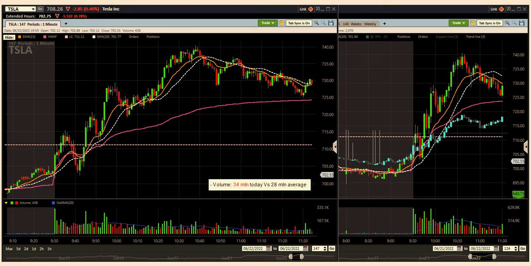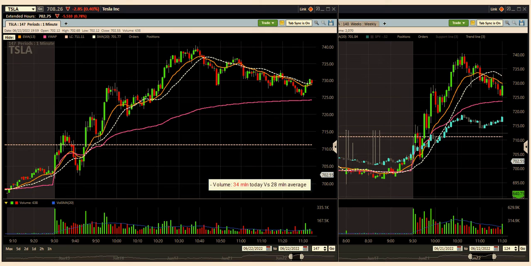Okay, so basically this is Tesla. I do a dual chart, 1 minute and 3 minutes. The first thing you want to see in a trade is the relative strength of the stock. So this is Tesla, and the nice thing about Tesla is that it follows the market very well.